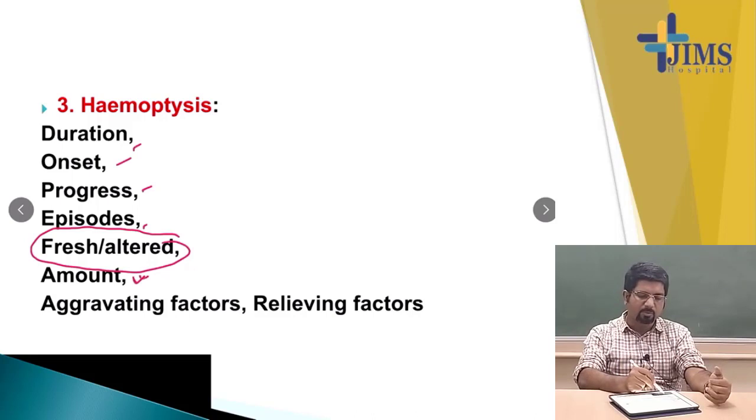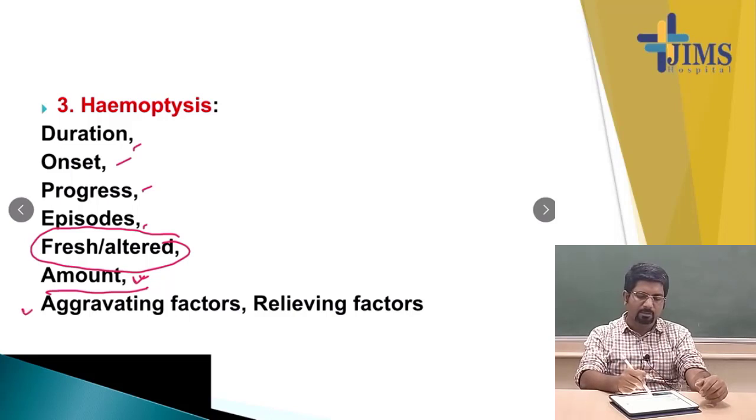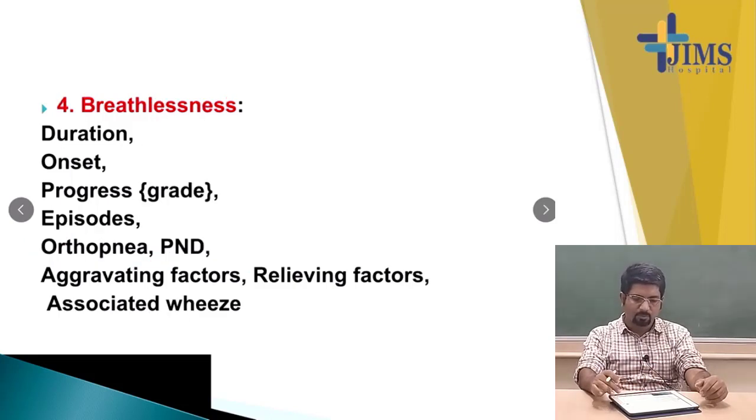And the amount is very important, because if within 24 hours the expectoration of blood is more than 600 ml, or it causes hemodynamic instability, we term it massive hemoptysis. And we have to know the aggravating and relieving factors also.